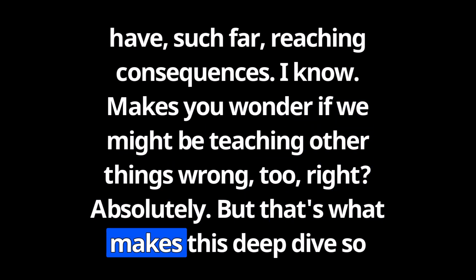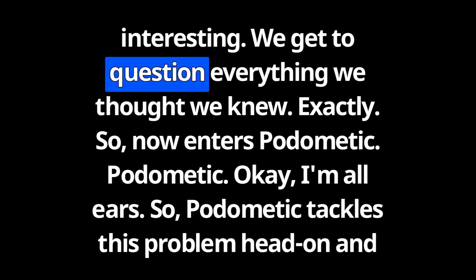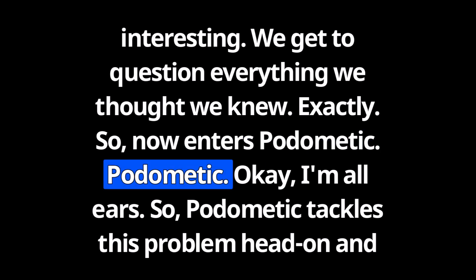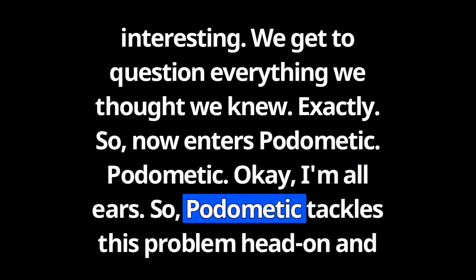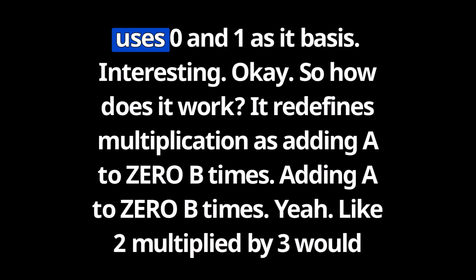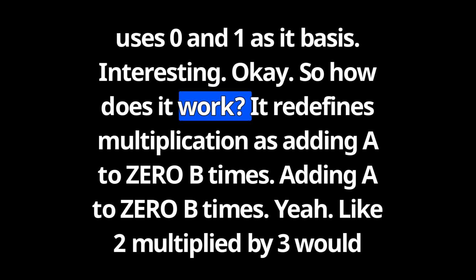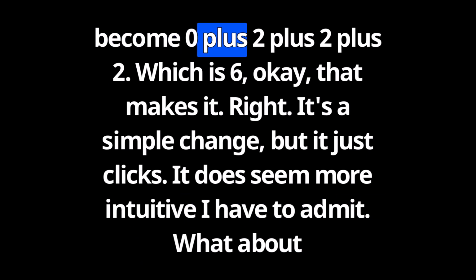That's what makes this deep dive so interesting. We get to question everything we thought we knew. So now enters Podometic. It tackles this problem head-on and uses 0 and 1 as its base. It redefines multiplication as adding A to 0 B times. Like 2 multiplied by 3 would become 0 plus 2 plus 2 plus 2, which is 6.